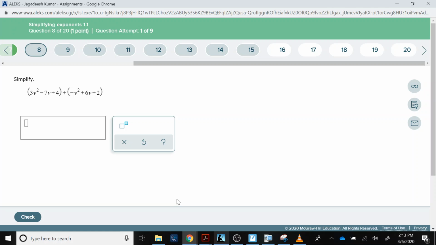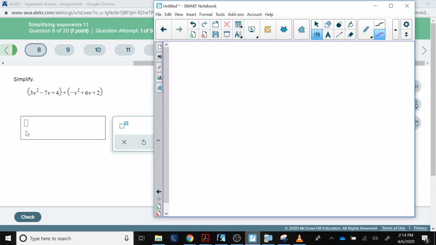I'm going to explain a few more examples on the first assignment. I'm going to start with question number 8. Remember, this says simplify and it's not multiplication. There's a positive sign in between, so you are going to add all the like terms.